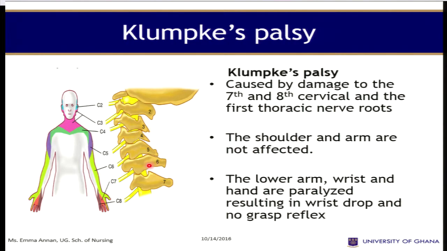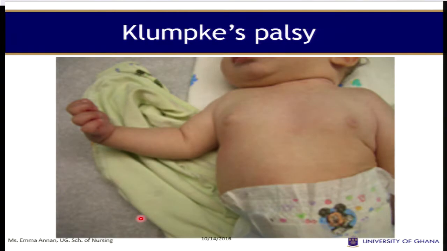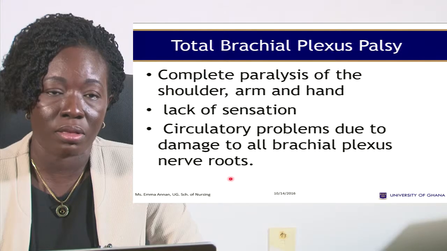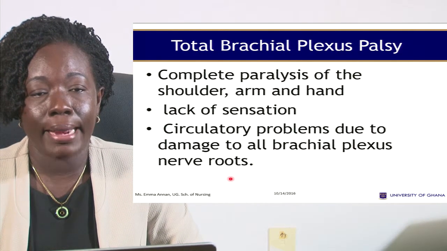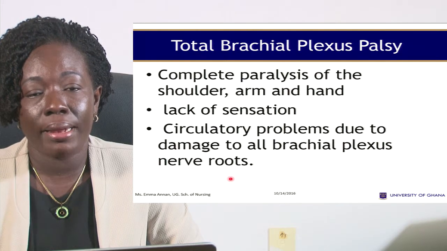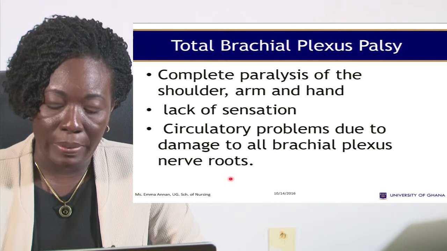So let's look at the signs. The shoulder and the arms are not affected, as the damage is somewhere around the wrist and the fingers. The lower arm and hands are paralyzed, resulting in wrist drop, and the patient cannot hold things firmly. So this is an image of a patient with Klumpke palsy. The next one is a total brachial plexus palsy. That is complete paralysis of the hand, the shoulders, and arm. There is lack of sensation, and there is also circulatory problem.